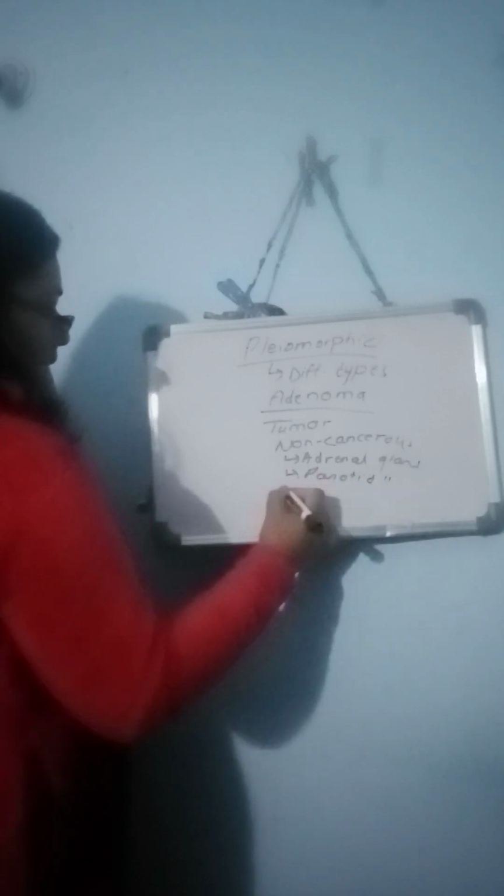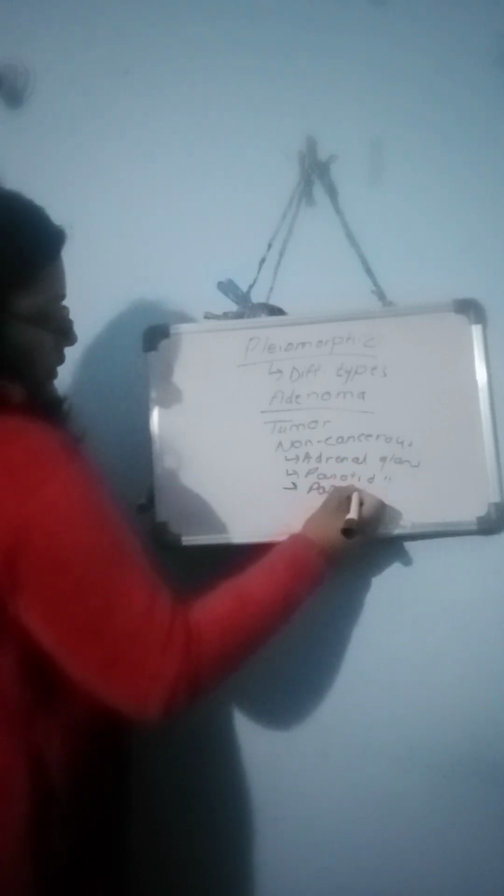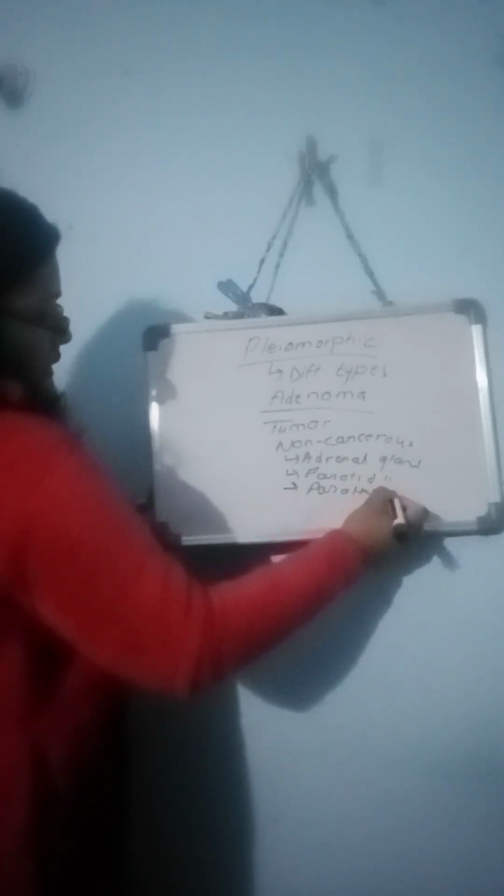and it may involve various glands like the adrenal gland, parotid gland, parathyroid gland, or pituitary gland. To remember these examples, we can take the mnemonic "mobile app", right? A stands for adrenal gland, P for parotid, and parathyroid.